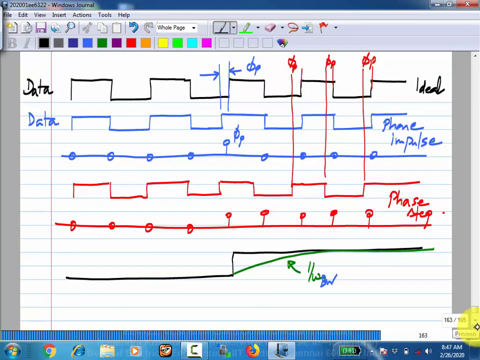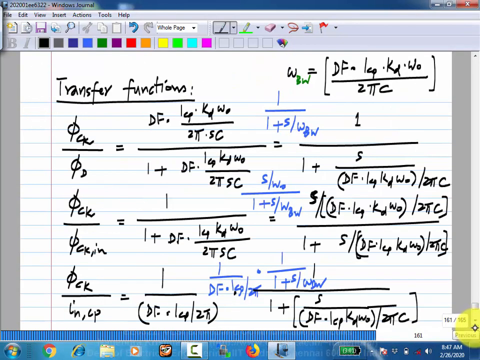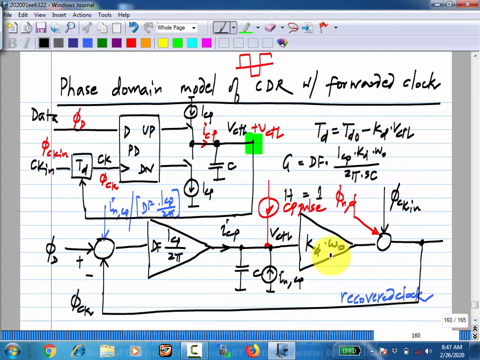Any questions about this, about the phase model or the interpretation? It's very easy, especially with the CDR with the forwarded clock. We have a first order transfer function. But like I said, the derivation of this is trivial, right? Once we have the model, getting the model is important. After that, getting the transfer functions is quite easy. Then again, the more significant step is to interpret the transfer functions. What kind of transfer function will you have from the delay line noise to the output? It will be high pass.